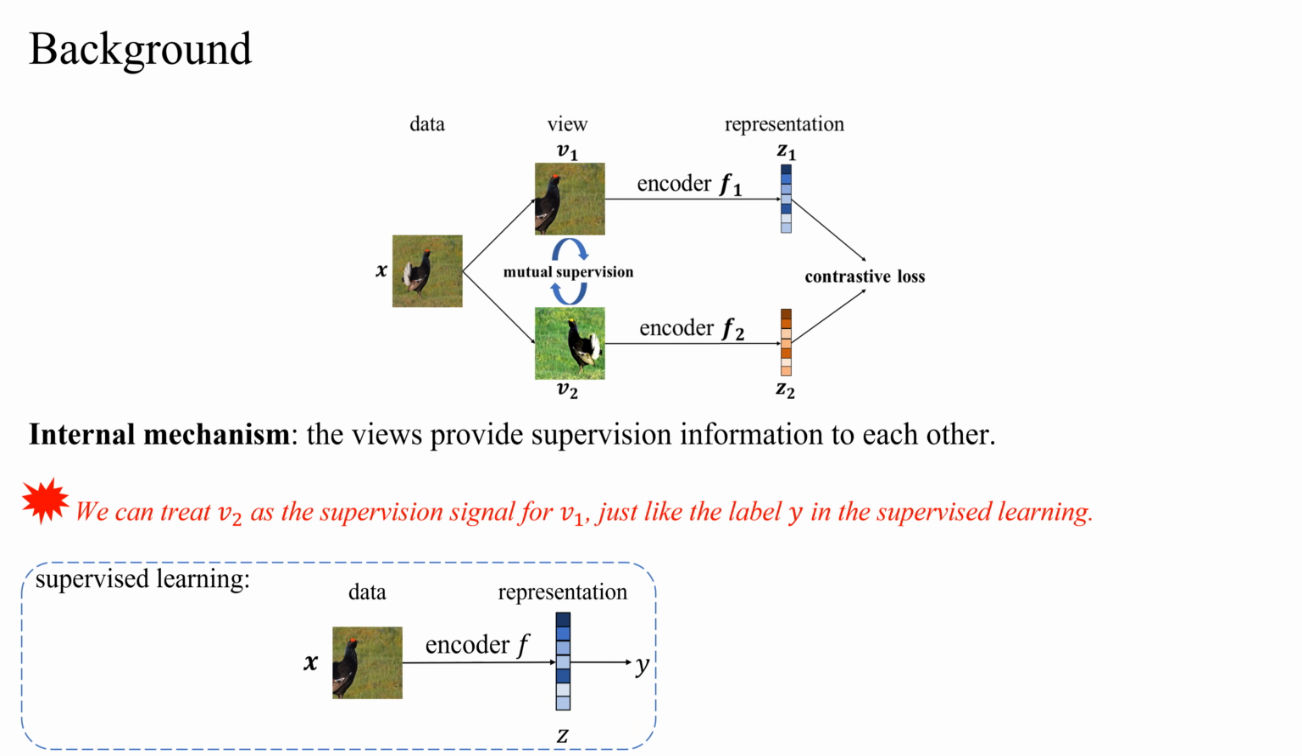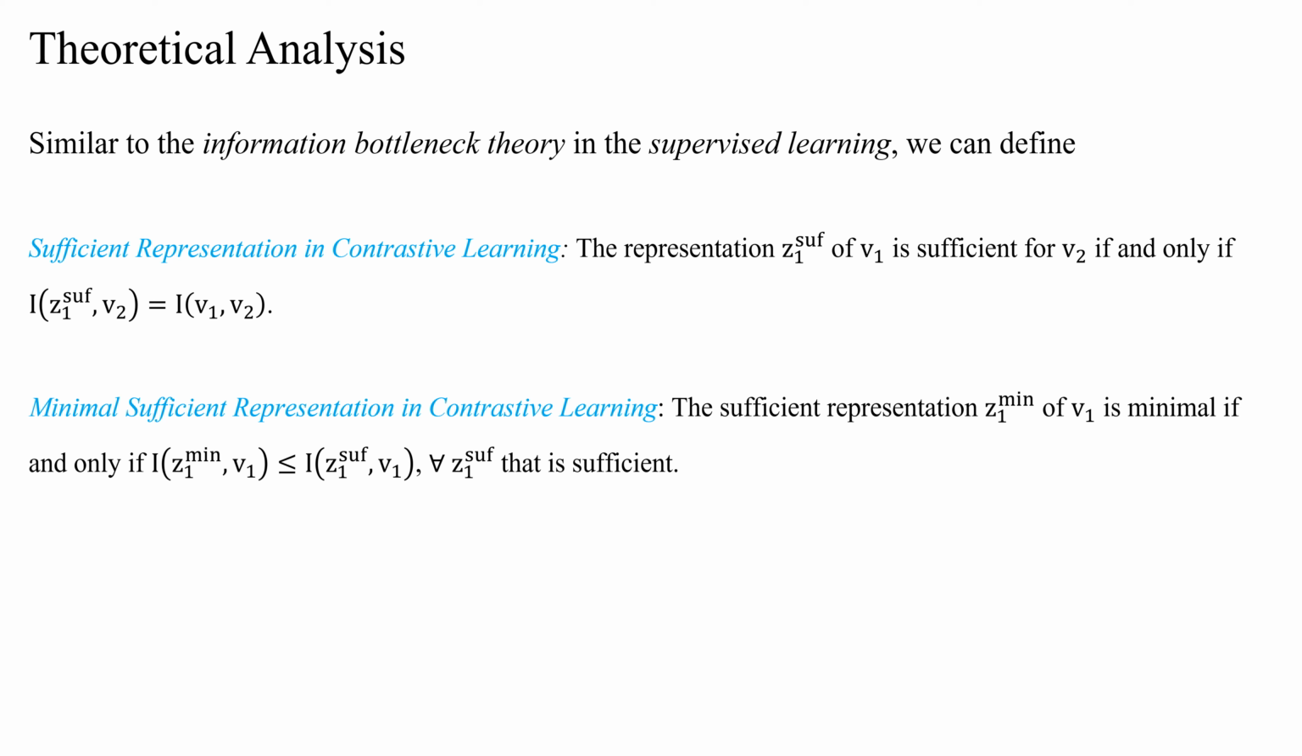From the above classic works, we can find the internal mechanism of contrastive learning. The views provide supervision information to each other. So we can treat V2 as the supervision signal for V1, just like the label Y in supervised learning. Based on this new perspective, we can define the sufficient representation and the minimal sufficient representation in contrastive learning, just like in supervised learning.